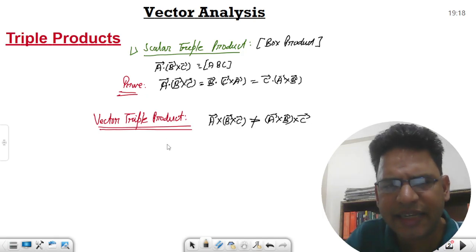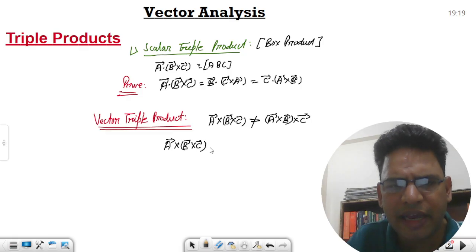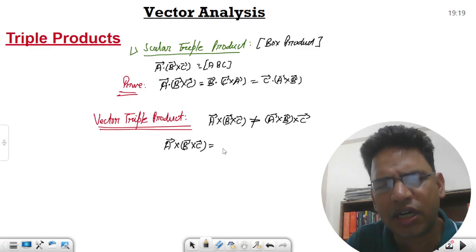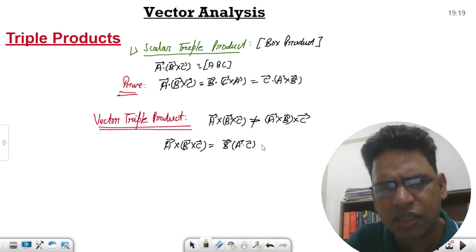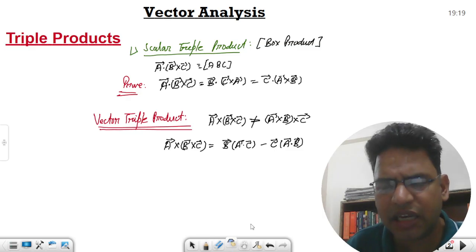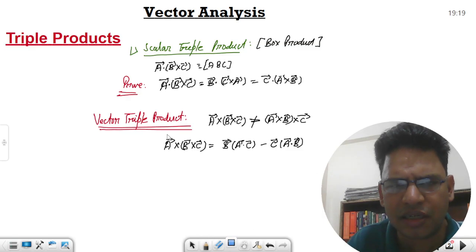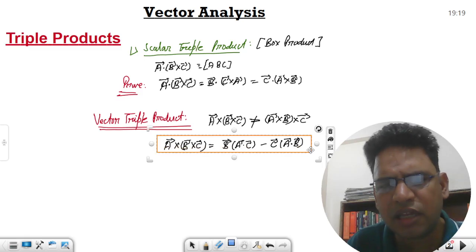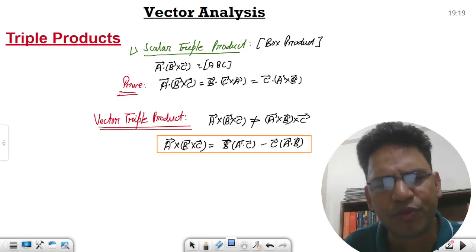Most importantly, A cross (B cross C) is not equal to (A cross B) cross C. We can easily prove with the help of this cross product that it is in the plane of B and C, and it is going to be B(A dot C) minus C(A dot B). Okay, this is the result for the vector triple product. We are going to prove it.